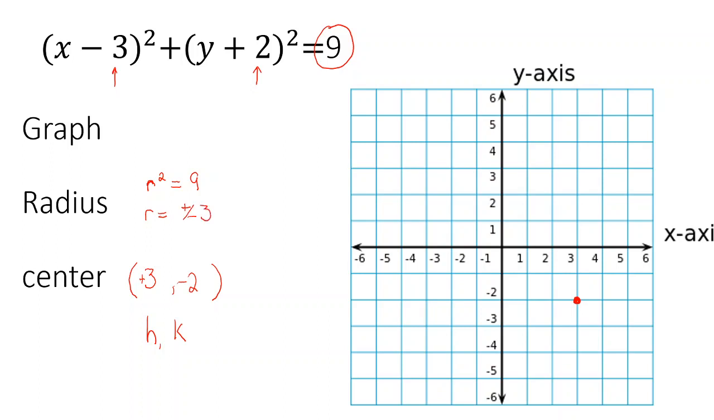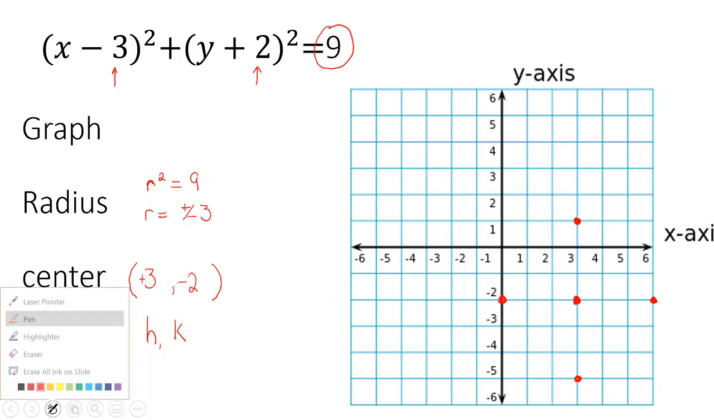So that means that if I were to go to the center right here again, and I were to go up 3, I'd have a point on the circle. And if I were to go right 3, I'd have a point on the circle. Down 3, I'd have a point on the circle. And to the left 3. So each one of those has a radius of 3 units.